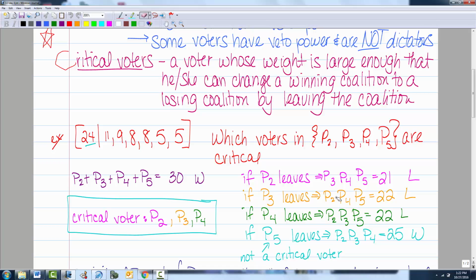All right, and then that makes it a loser because it's not 24. All right, then you take this again, take P3 out. Well, if you take P3 out, you only have P2, 9, 8, and 5, which adds up to 22. That's a loser. So that makes P3 critical to this coalition.